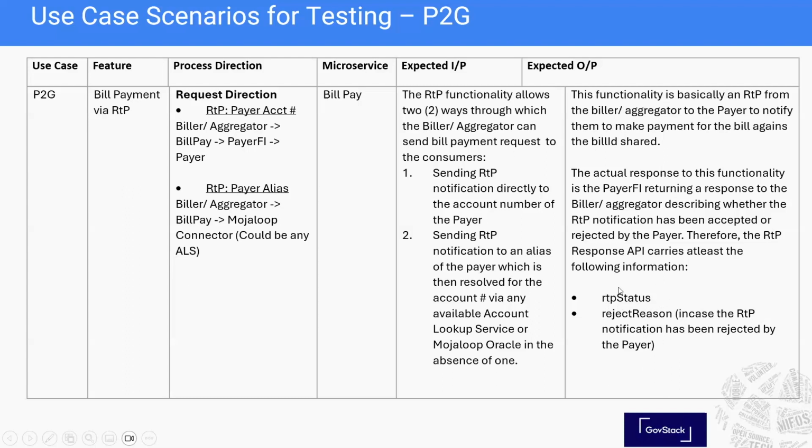So it returns the RTP status, whether it has been accepted or rejected. Please note again at this point, and we emphasize this again, RTP acceptance does not mean that the payment has already been made, because that would come in the next slide. And in case it rejects it, it sends the rejection reason in this field.